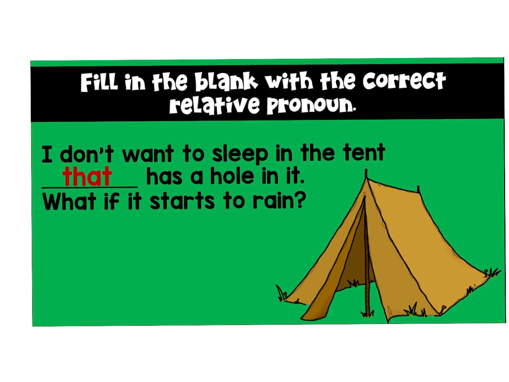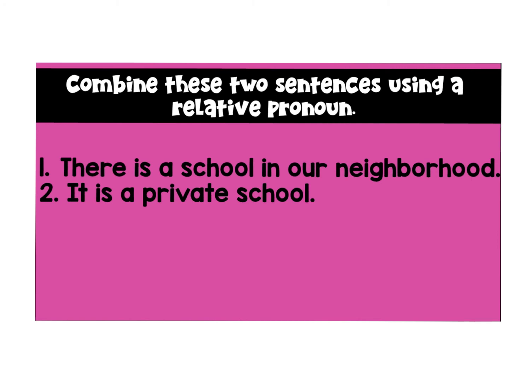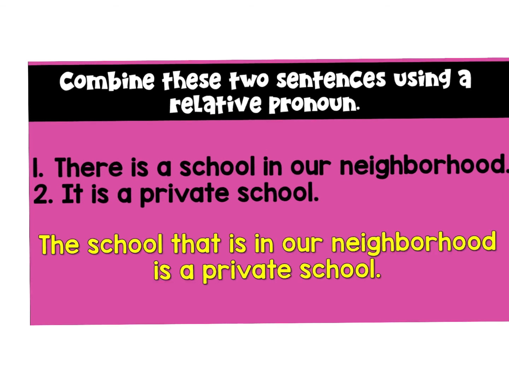Great job. Let's go over a few more things. Relative pronouns can also help join two sentences. So combine these two sentences using a relative pronoun. There's a school in our neighborhood. It is a private school. Again, we will only be using who, whom, or that. To combine these sentences, we could say the school that is in our neighborhood is a private school. The relative pronoun we use to combine them is that. The adjective clause is that is in our neighborhood, and it gives us more information about the noun school.